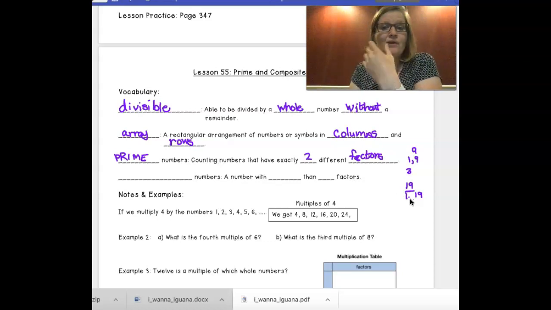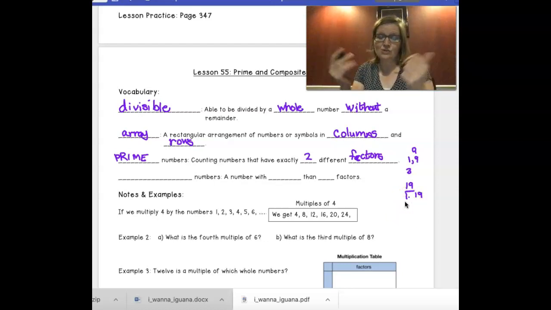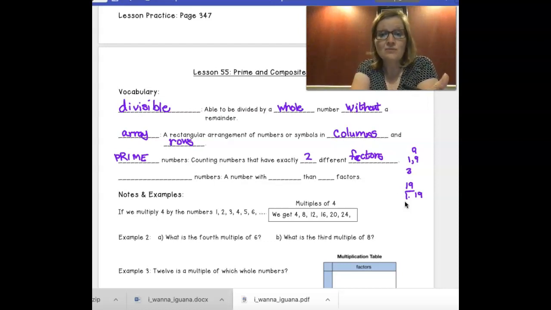Now, there are a number of prime numbers. 2 is a prime number because we can only multiply 2 and 1 together to get 2. 5 is a prime number. 7 is a prime number. 11 is a prime number. You get where I'm going here. 2 is actually the only even number that is prime, incidentally. The rest are going to be odd. But just because a number is odd does not mean that it's always prime. So you have to really know your math facts to know if a number is prime or not.